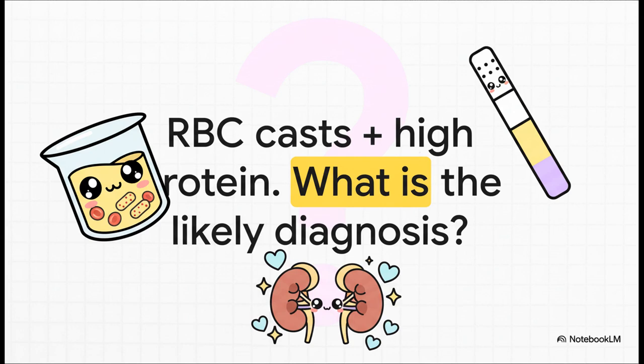Okay, pop quiz time. Let's put it all together. A patient's sediment is loaded with red blood cell casts, and the dipstick is screaming positive for protein. Based on everything we've covered, what diagnosis is jumping to the front of your mind? Something like acute glomerulonephritis should be your prime suspect. See? All the pieces fit together to tell a story.